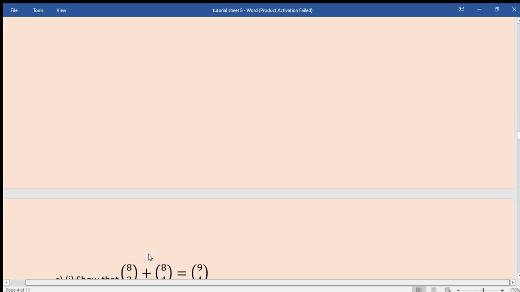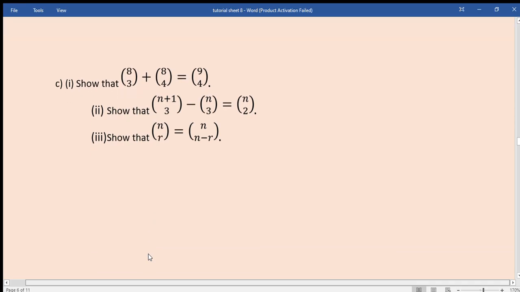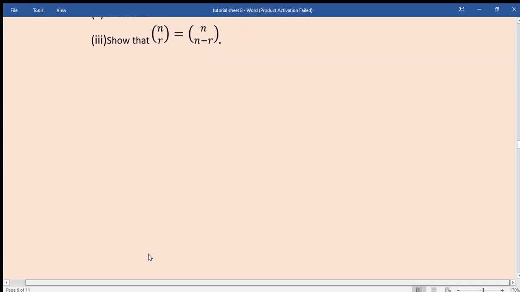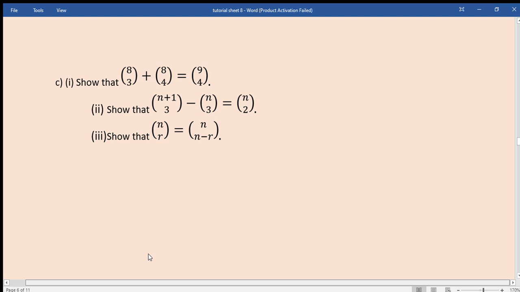This is question 1C, where we have to show those 3 results. I think I can even give this as a task. Show that. You can try to show this and send me your solutions, but I'll be able to create a certain video for this alone. So try to do this as a task and send me the solution.